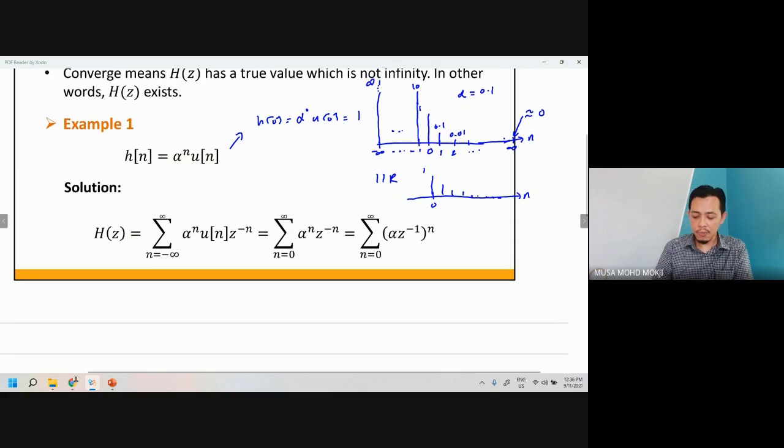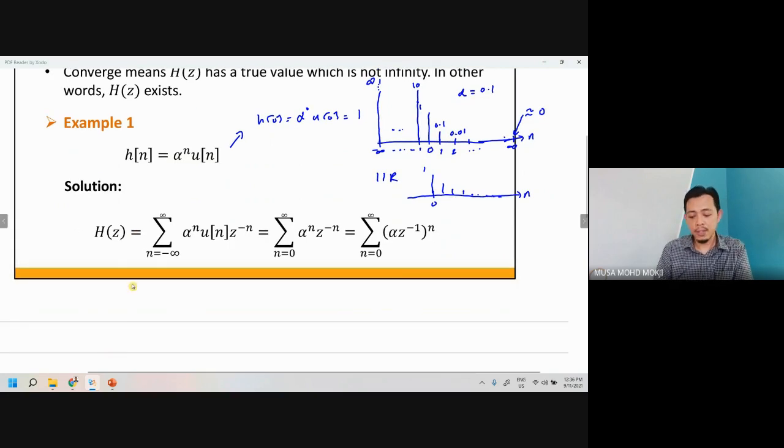Okay, so this is the formula. The formula is just a summation of our h[n]. Our h[n] is alpha to the power of n times u[n], and you just multiply with z to the power of minus n. Okay, so you just add up this thing, multiplied with z to the power of minus n.